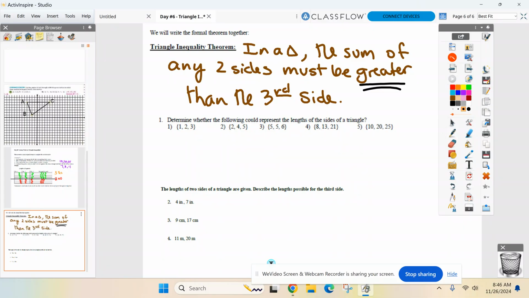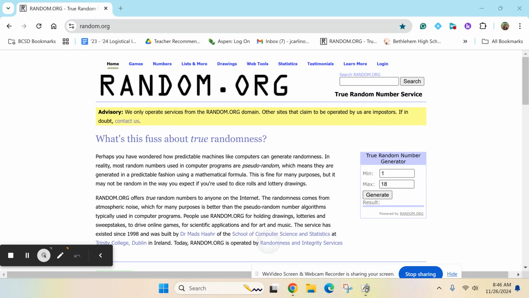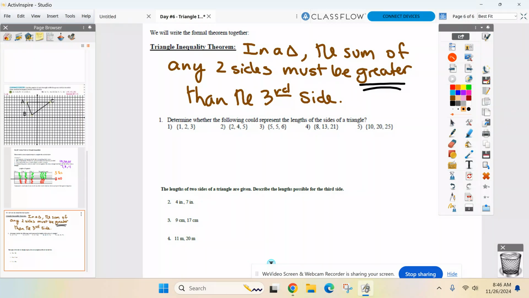Number 1, I got 5 different types of triangles up here with side lengths. I'm going to go around calling each of you. See if it forms a triangle or not. Remember, the sum of any 2 sides needs to be bigger than the third side. Okay, so look, will 1, 2, 3 work? If I have a triangle with sides 1, 2, and 3, are the sum of any 2 sides always bigger than the third? If not, it's not going to form a triangle here.